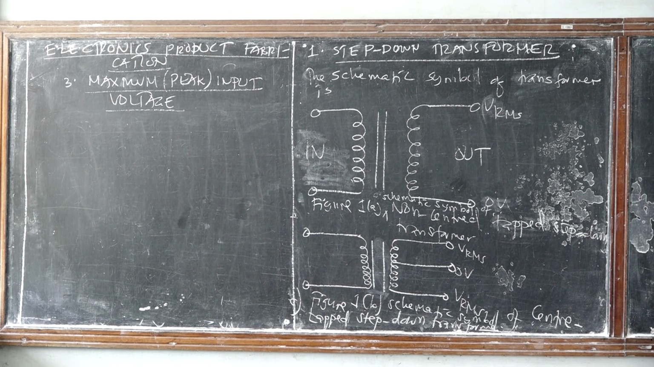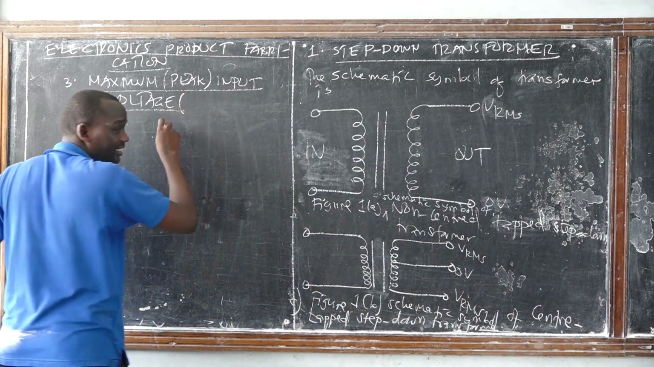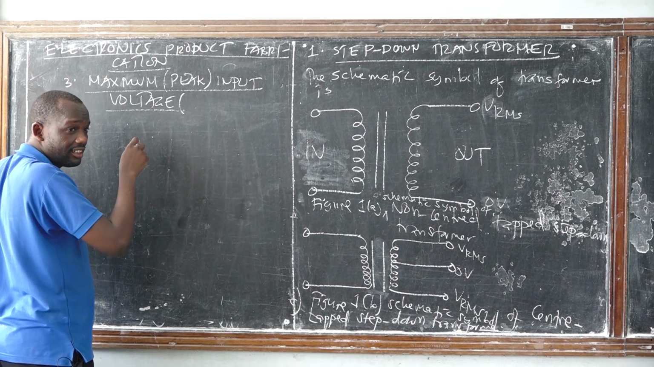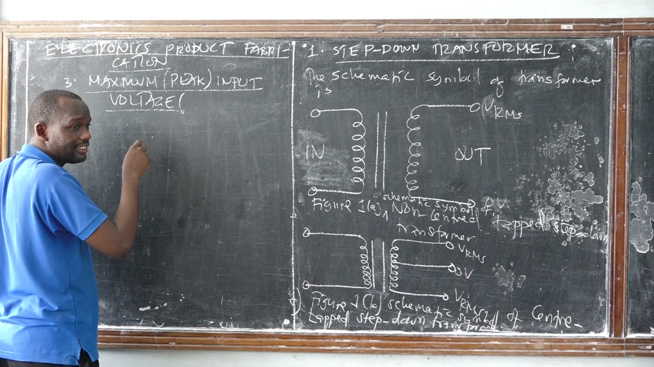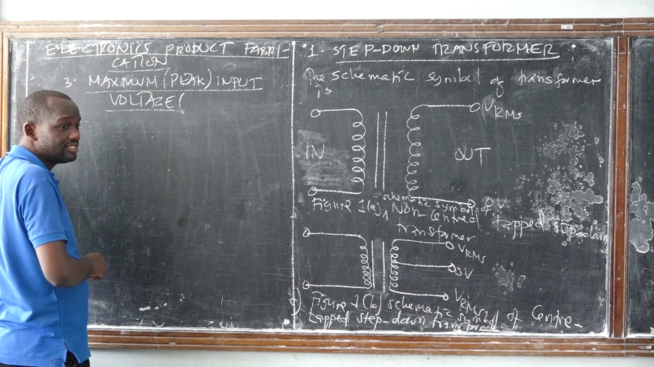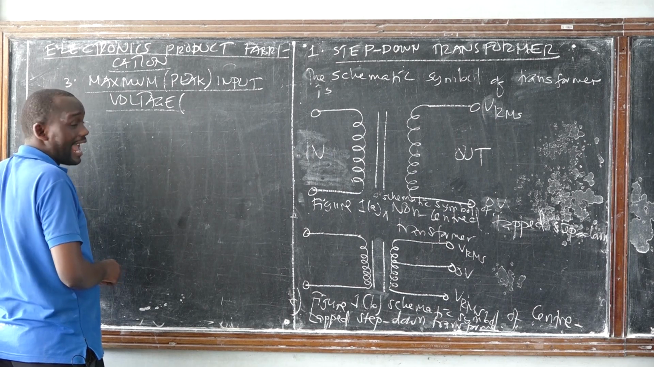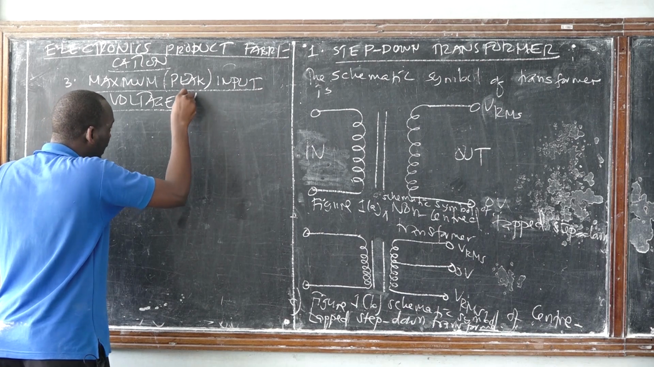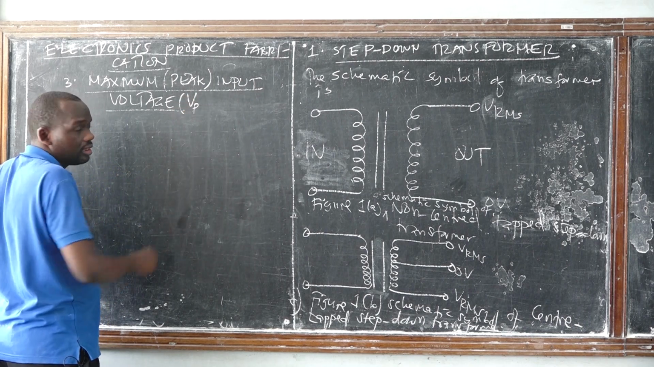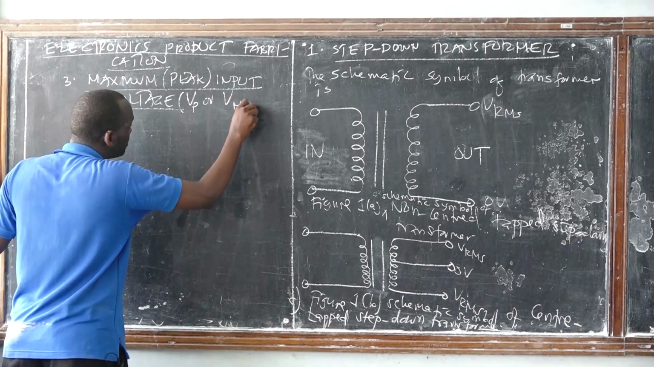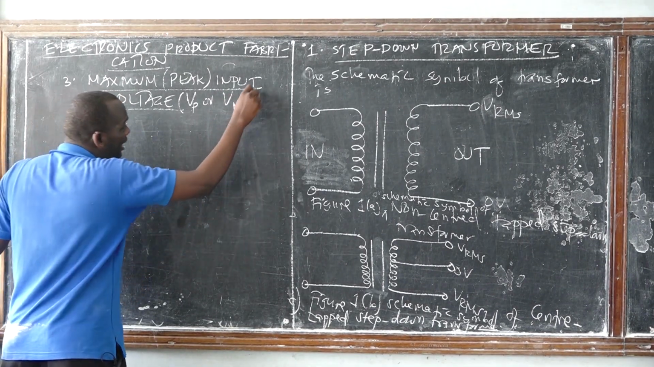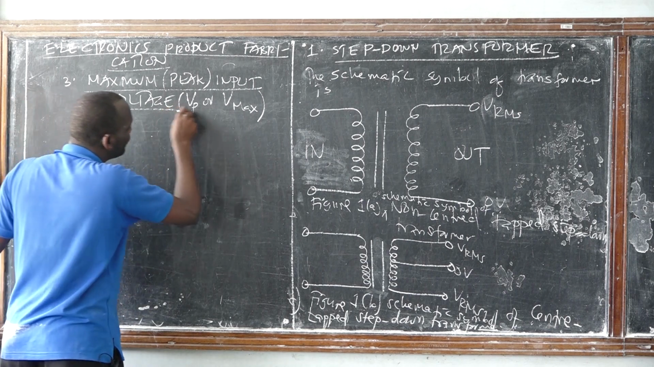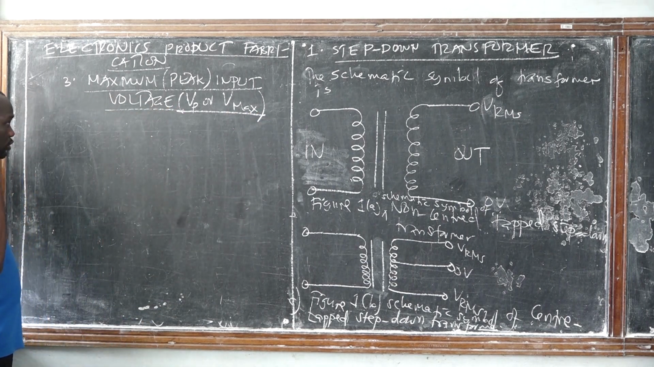What is the symbol of maximum or peak voltage? Zuena? V peak, V with P as a subscript, or V max as a subscript. That is what you forgot. So the maximum or peak input voltage is V_P or V_max.